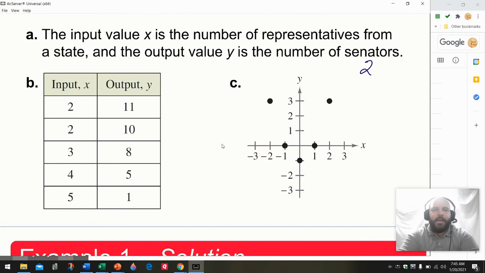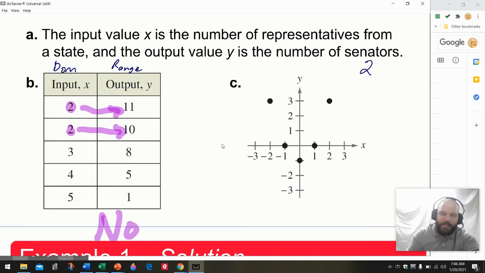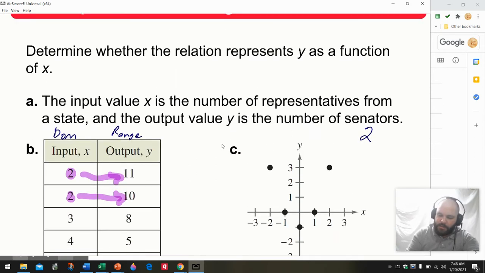Looking at B, they give us the inputs, they give us the outputs. Remember, the inputs are your domains, the outputs are your ranges. Okay. And what we're always looking for is any repeated x values. And as you can see, there is a repeated x value right here. There's 2, which goes to 11, and 2 also goes to 10. If that happens, then the answer would be no. This is not a function because there is a repeated x value.